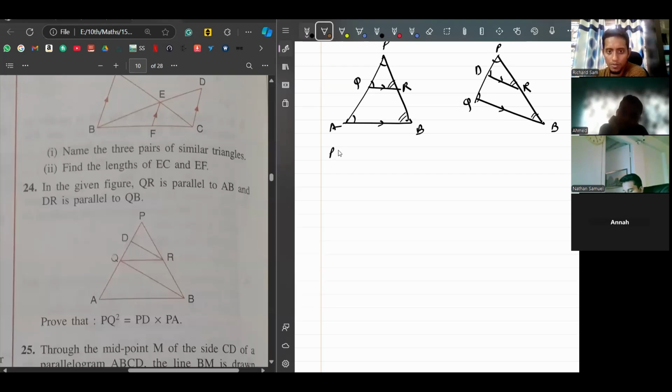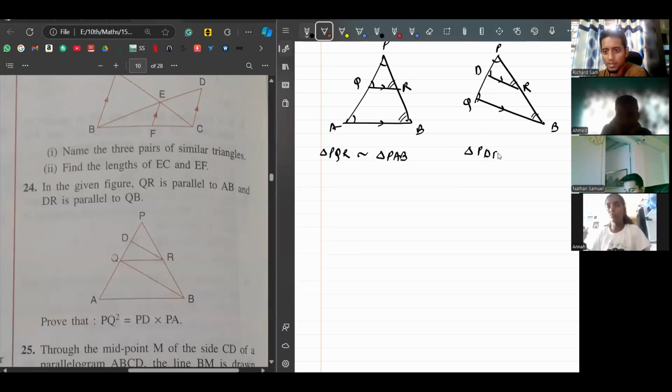For the first one, you have triangle PQR is similar to triangle PAB. And in the second one, you have triangle PDR is similar to triangle PQB. You all understand? In the exam, draw the similar triangles like this separately. It'll be easier for you.